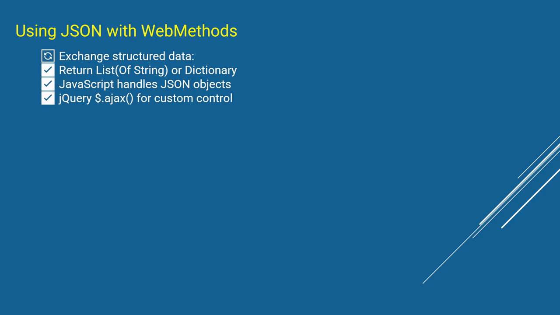You can return lists, dictionaries, or even custom objects as JSON from web methods. On the client side, JavaScript or jQuery can process them easily.